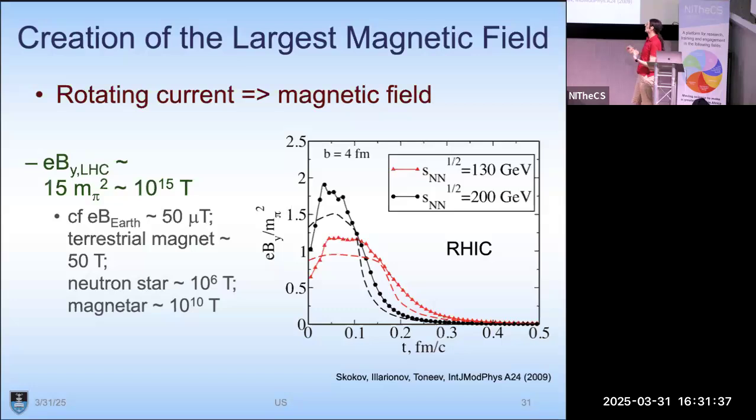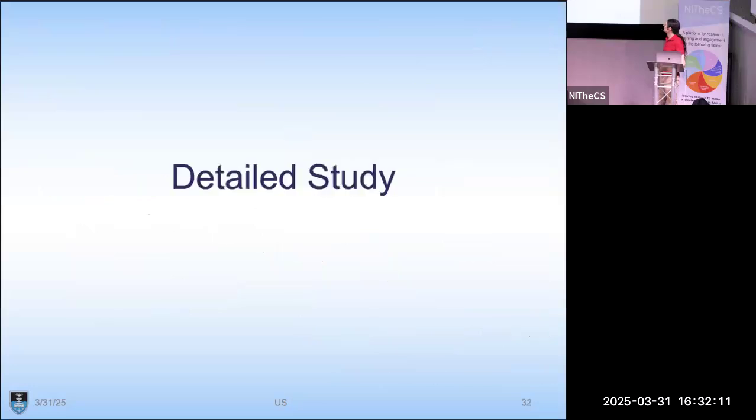And if we compare that to other values of magnets that we experience, the Earth's magnetic field is about 50 microtesla. The largest terrestrial magnet that has ever been generated is about 50 Tesla. Neutron stars are 10 to the 6 Tesla, and magnetars 10 to the 10 Tesla. And these magnetic fields are so large that even if you're at a distance of about a solar system away from these objects, you literally could not survive. You'd be ripped apart by the magnetic field. And this is, again, 5 orders of magnitude larger. And we're generating this thousands of times a second in these heavy ion collisions.